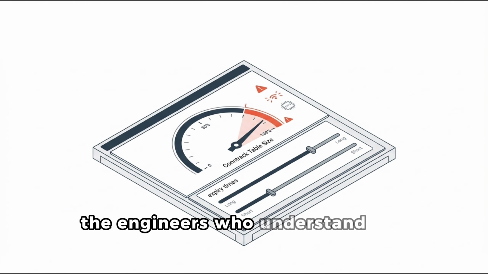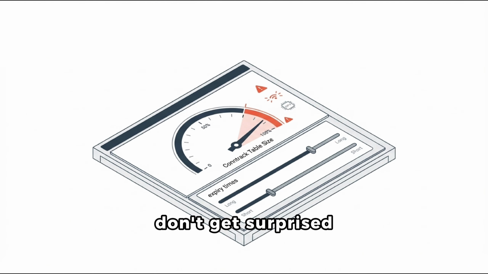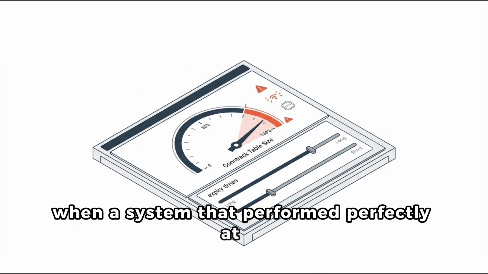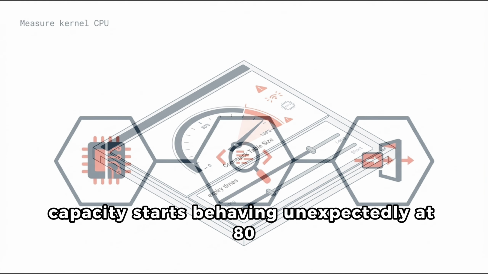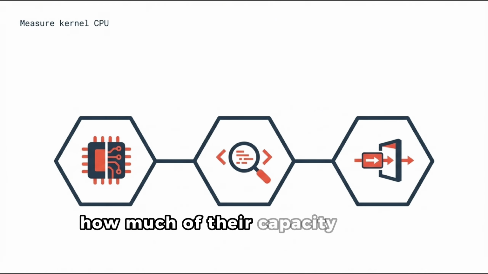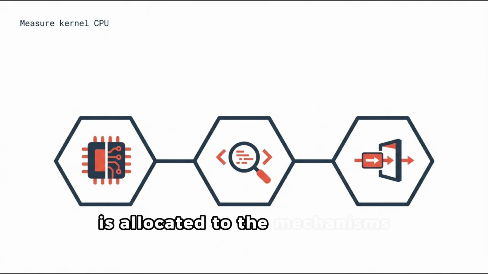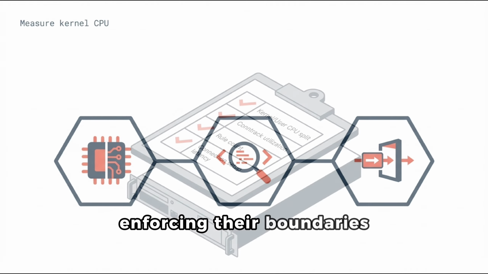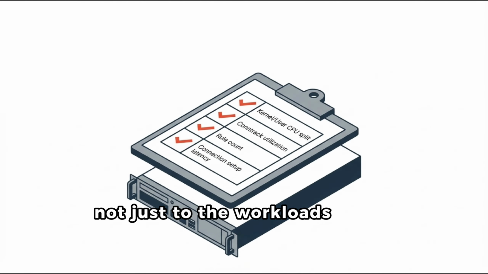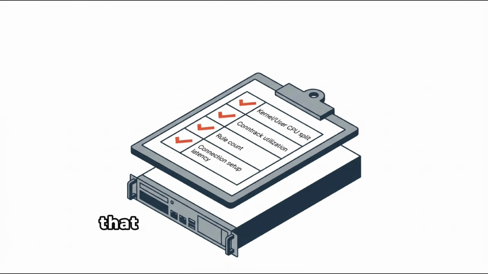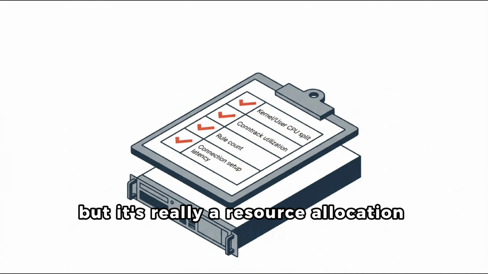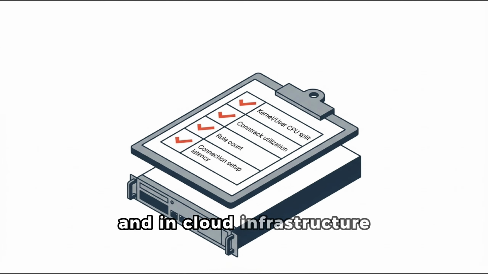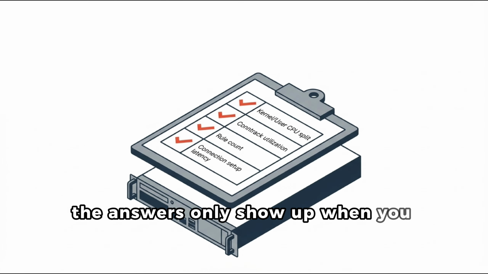The engineers who understand this don't get surprised when a system that performed perfectly at 10% capacity starts behaving unexpectedly at 80%. They've already asked how much of their capacity budget is allocated to the mechanisms enforcing their boundaries, not just to the workloads those boundaries protect. That question sounds technical, but it's really a resource allocation question. And in cloud infrastructure, the answers only show up when you know where to look.